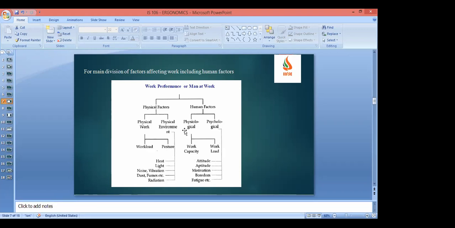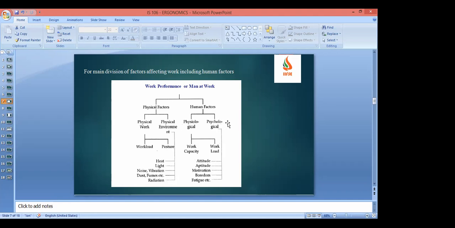So what is the temperature at your workplace, and also light. What are the lux levels in a workplace, and also how much noise and vibration is generating, maybe from your machine where you are working, or maybe from adjacent machines. Then dust and fumes, how much dust and fumes are generating from your work area, and also radiation. If you are working with any radiation source, then that also will be considered. These are the physical factors.